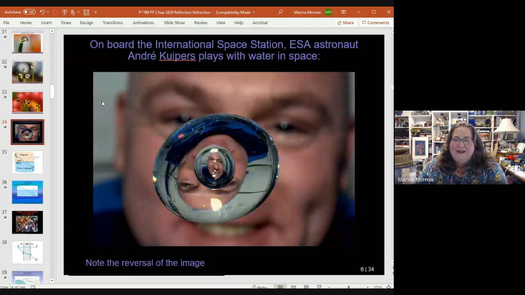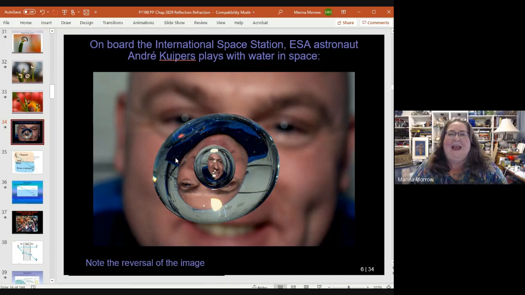Here's an astronaut doing sort of the same thing. This is in space, on the International Space Station. And Andre here made a bubble of water and then injected it with a bubble of air. So he and the bubbles are in free fall, and you can see his face got turned upside down or reversed here, and then reversed again because of the bubble of air.